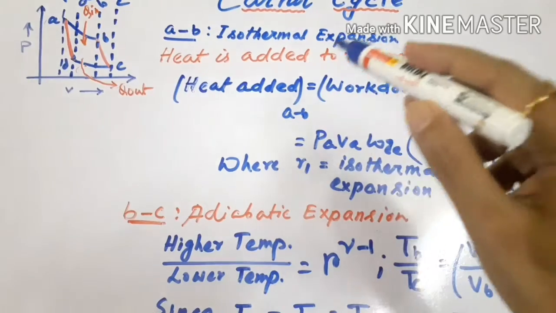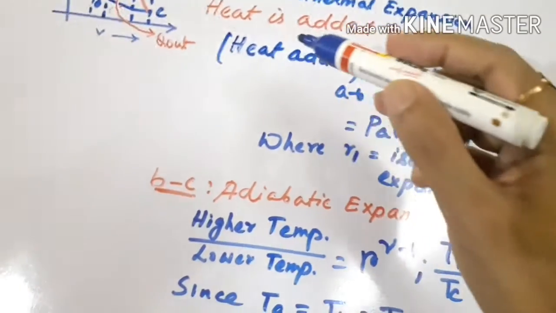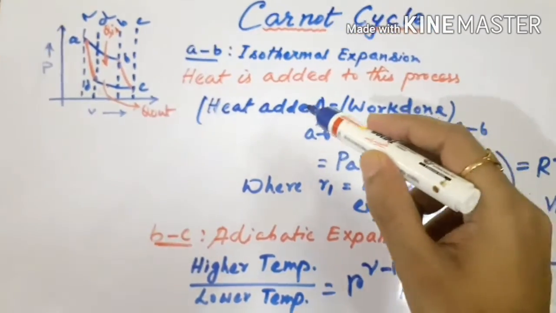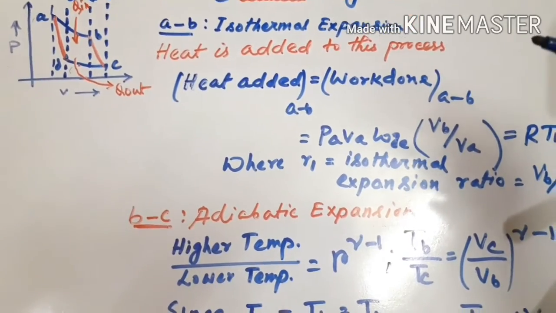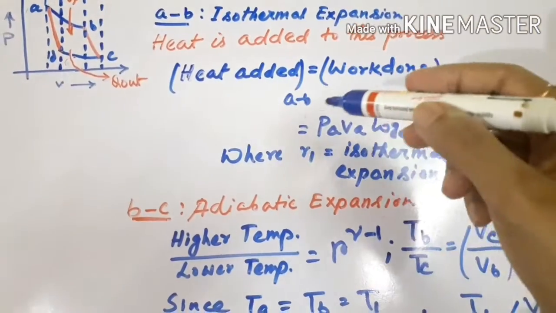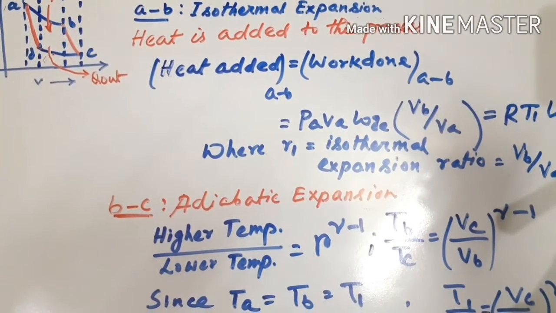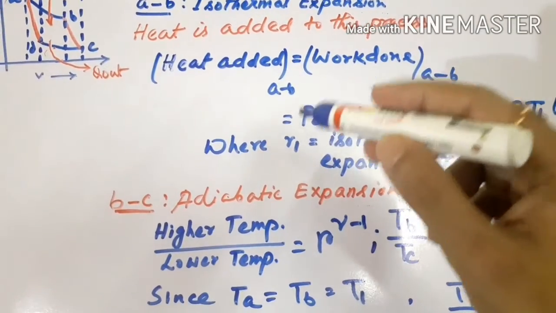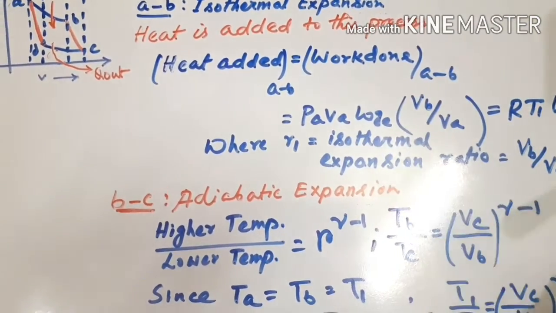So, isothermal expansion process. You can see here in this process, in our graph also, I have denoted Q in. So, heat is added to this process. If you want to calculate the heat added to this process, the heat added A to B is equal to the work done A to B. Now, what will be the work done? The same thing as the PdV work. So, it will be PA VA log of VB by VA.